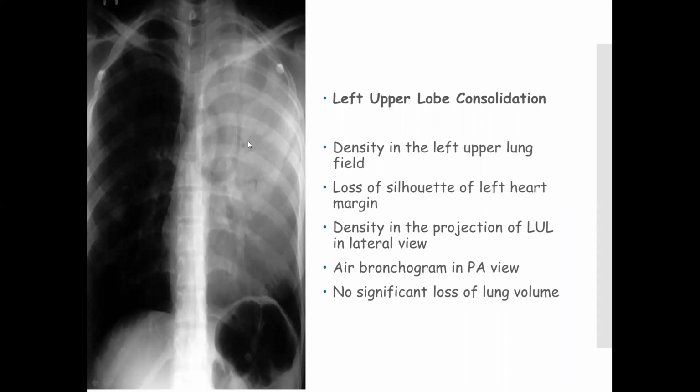So this is a left upper lobe consolidation. There's density in the left upper lung field, there's loss of the silhouette of the left heart margin. I hope you're able to see there's no left heart margin here, there's no silhouette sign. Then there's density in the projection of the left upper lobe. Sorry, I forgot to put that image here. And you should be able to see air bronchograms. Yeah, these are air bronchograms, very clear.